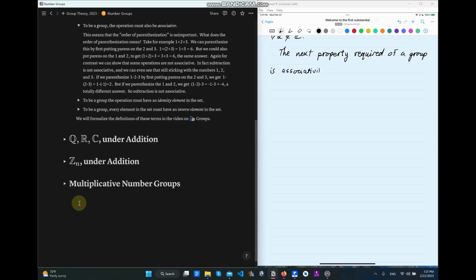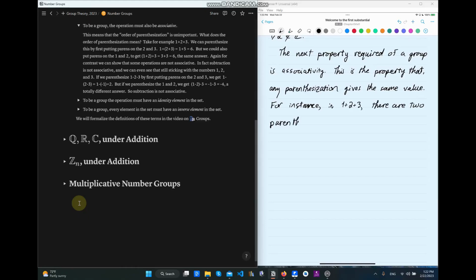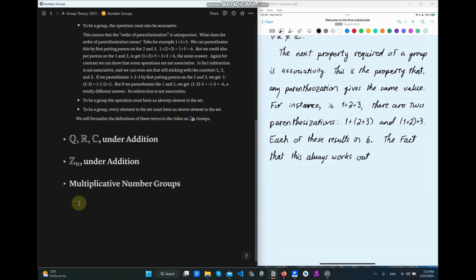The next property required of a group is associativity. This is the property that any parenthesization gives the same value. For instance, in 1 plus 2 plus 3, there are two parenthesizations: 1 plus (2 plus 3), and (1 plus 2) plus 3. Each of these results in 6. The fact that this always works out for any integers is the associativity of integer addition.